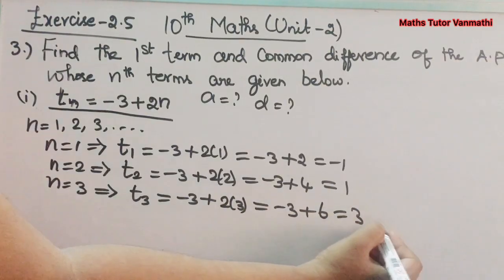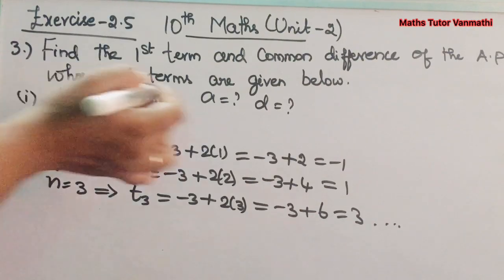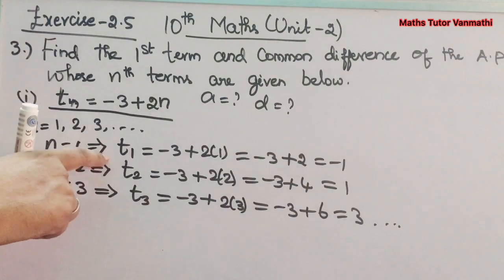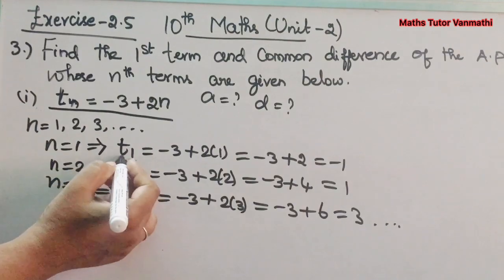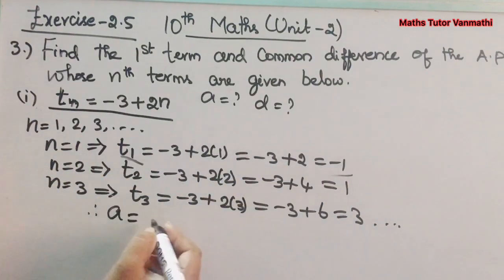And like this it goes on, n equal to 4, n equal to 5. We need the first term and common difference. So first, taking these 3 terms, we can easily find the first term and common difference. What is your first term? T1 is your first term. What is the answer for T1? Minus 1. Therefore, first term A is equal to minus 1.